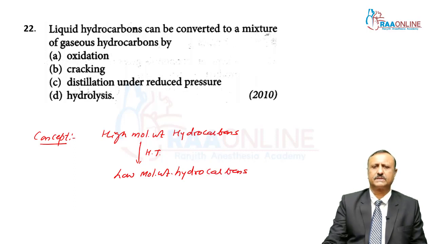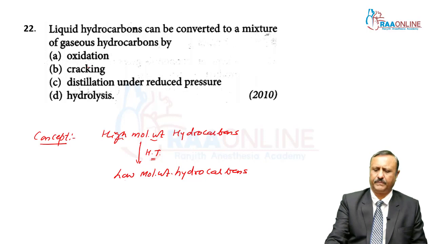So, my dear friends, this is called cracking, because high molecular weight hydrocarbon is broken at high temperature and cracked into low molecular weight hydrocarbons or lower hydrocarbons. So, my dear students, it is called cracking. That's why the answer to question number 22 is B. B is the correct answer, cracking.